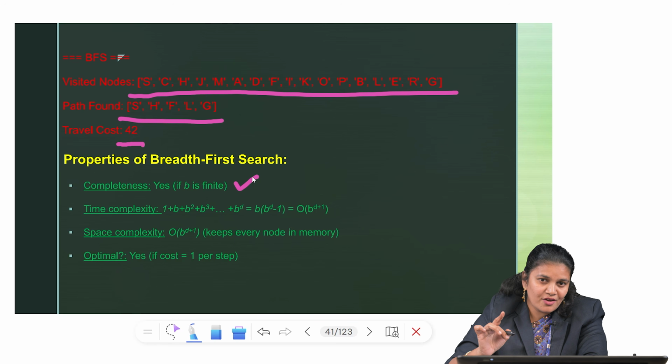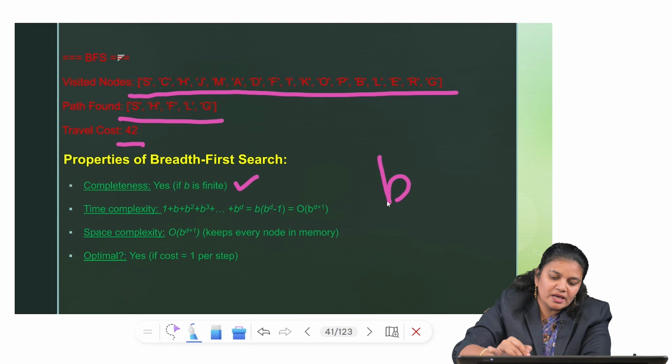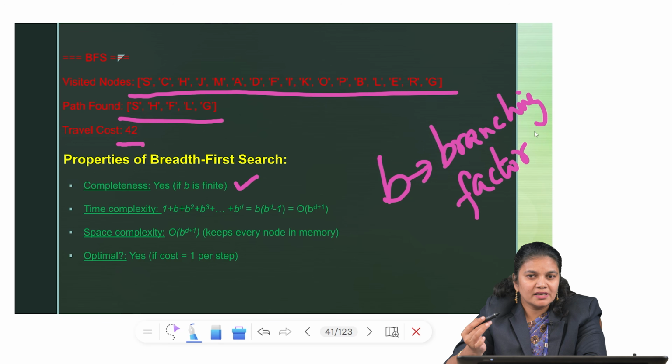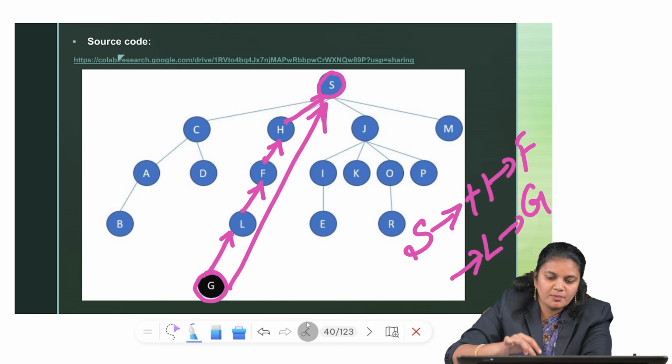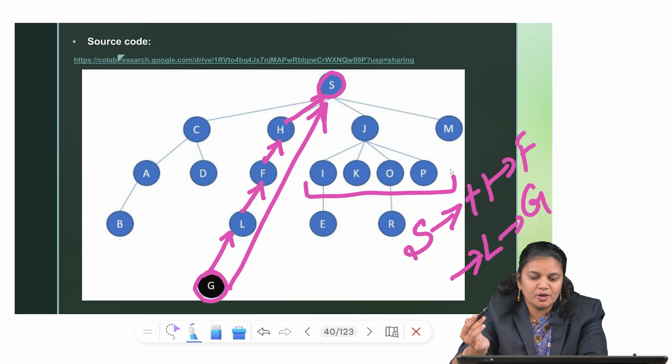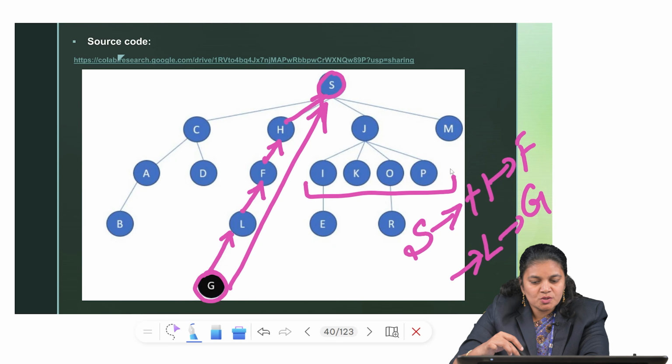So with this we can conclude BFS. Among the properties of BFS, completeness holds if b is finite. What is this b? This b is called the branching factor, that is, the maximum number of children a node can have. For this graph, the branching factor is 4 because the maximum number of children that a node has is 4. So if this is finite, it is complete; in some graphs it will be infinite.